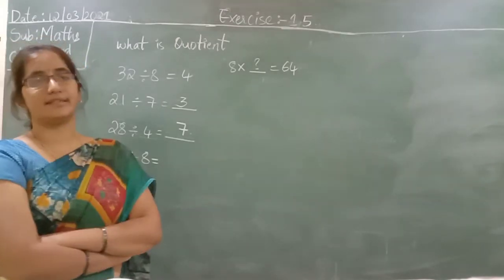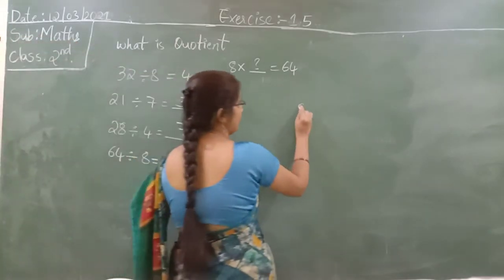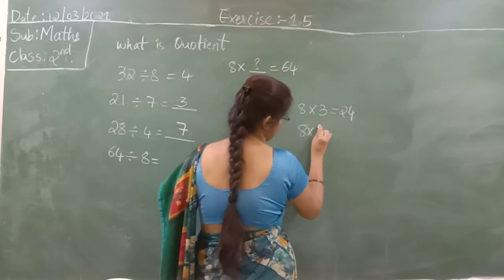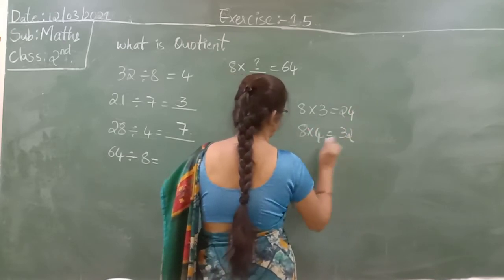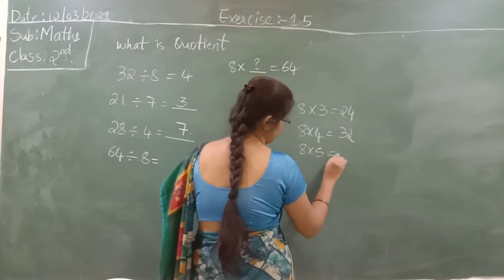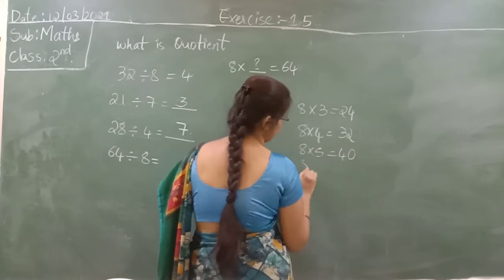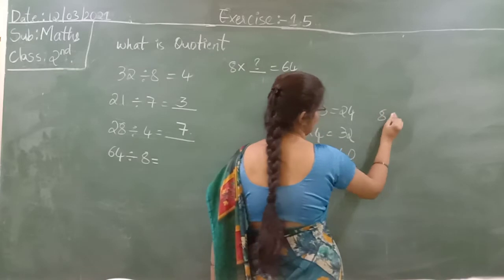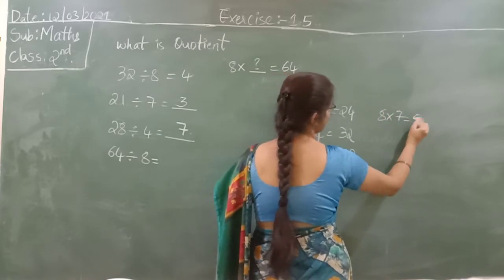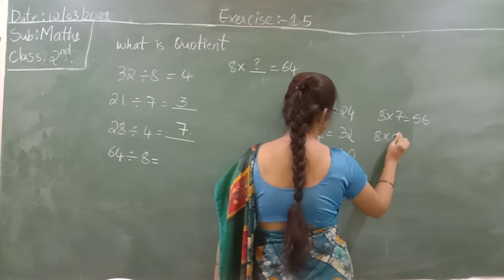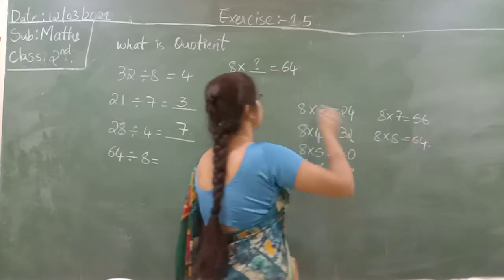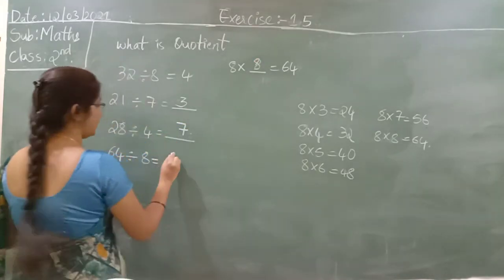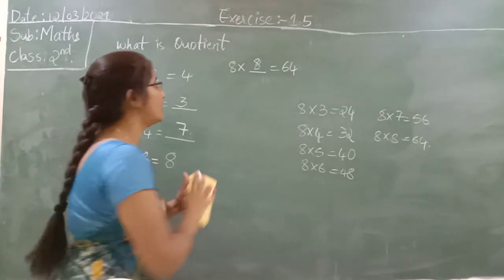8 twos are 16. 8 threes are 24. 8 fours are 32. 8 fives are 40. 8 sixes are 48. 8 sevens are 56. 8 eights are 64. We got the answer. 8 eights are 64. That is, here we will get 8. The answer will be 8. Got it?